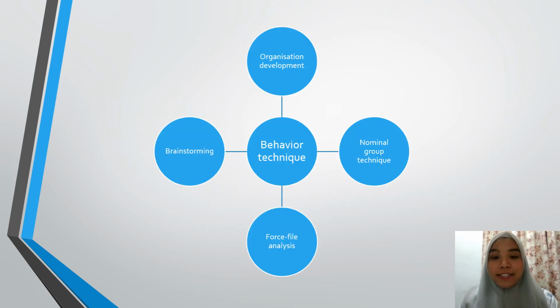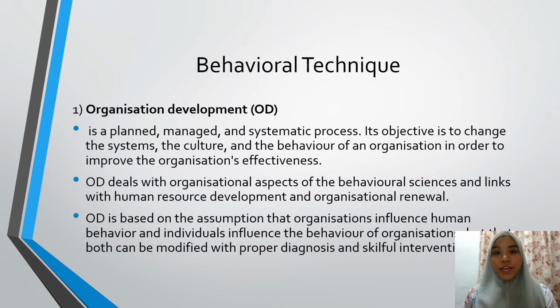Okay, for the next is behavior technique. The figure shows there are four behavior techniques: first, organization development, nominal group technique, force field analysis, and brainstorming. Okay, after that, under the behavior technique is organization development, or called OD. This is a planned, managed, and systematic process. Its objective is to change the system, the culture, and the behavior of an organization in order to improve the organization effectiveness.